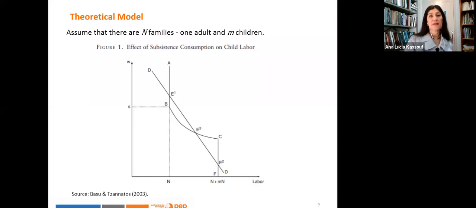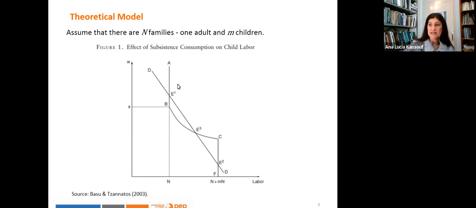In this figure here, it's very clear to understand a lot of what we are going to talk about in the future. Let's assume that there are N families, capital N families. And in each family, I have one adult and M children. So we can see here that the adult wage is represented on the vertical axis, okay? If this wage is greater than S, S is our subsistence level, only adults supply their labor. So we are here. And we are assuming for simplicity that the supply is perfectly inelastic. Then this AB is part of our labor supply.